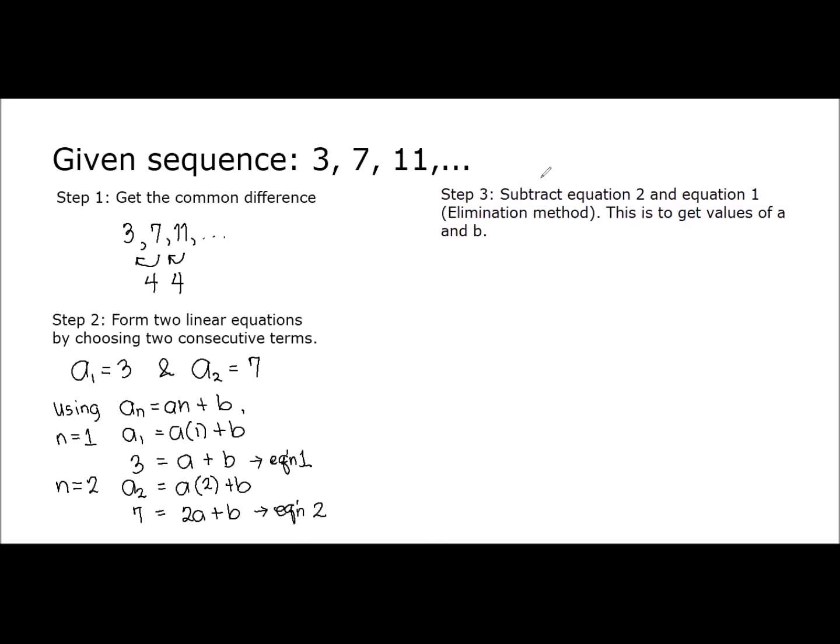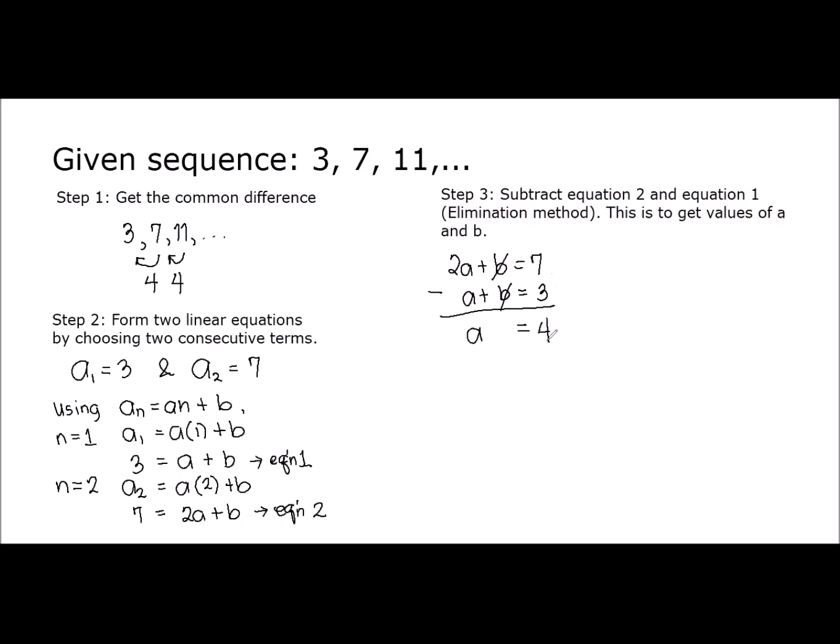So let's write first the equation 2. That is 2a plus b is equal to 7. And then equation 1 is a plus b is equal to 3. So we're going to subtract: 2a minus a, very good, that is a. Then b minus b is 0, we don't need to write it. Then 7 minus 3, the answer is 4.